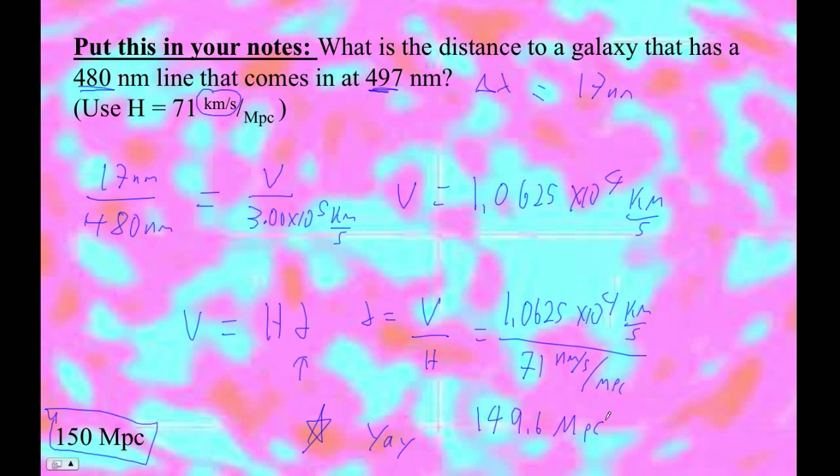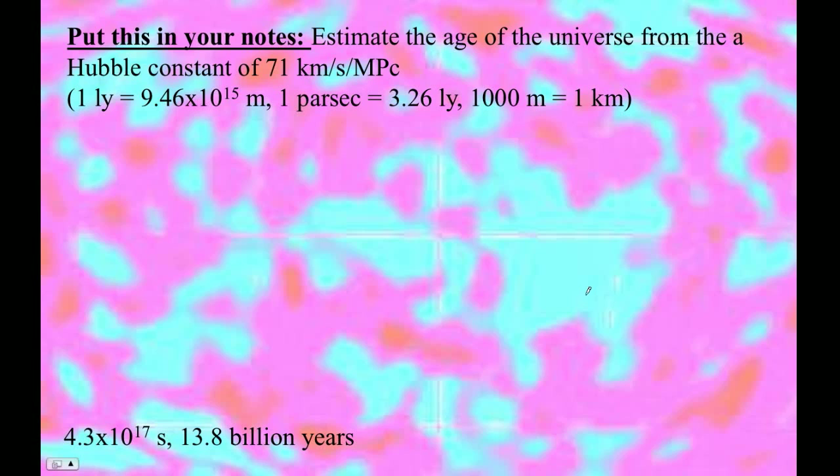And then you have one more example, and I got this right out of the IB test. It says estimate the age of the universe from the Hubble constant of 71 kilometers per second per megaparsec.